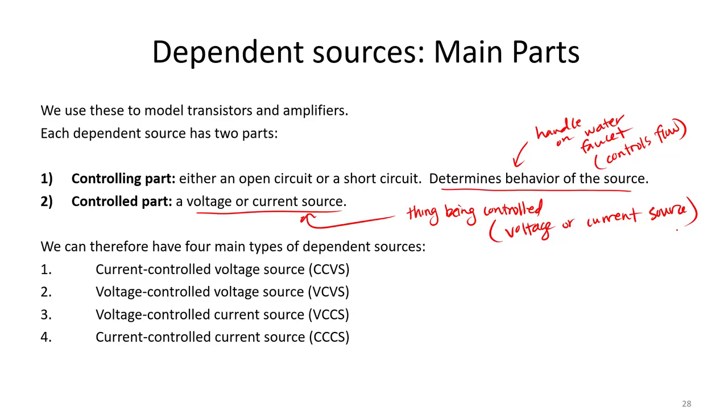In our class, we focus on four main types of dependent sources. We can have current-controlled voltage sources, voltage-controlled voltage sources, voltage-controlled current sources, and current-controlled current sources. I wouldn't worry too much about memorizing all these. We'll cover a strategy on how to solve any dependent source in just a moment.